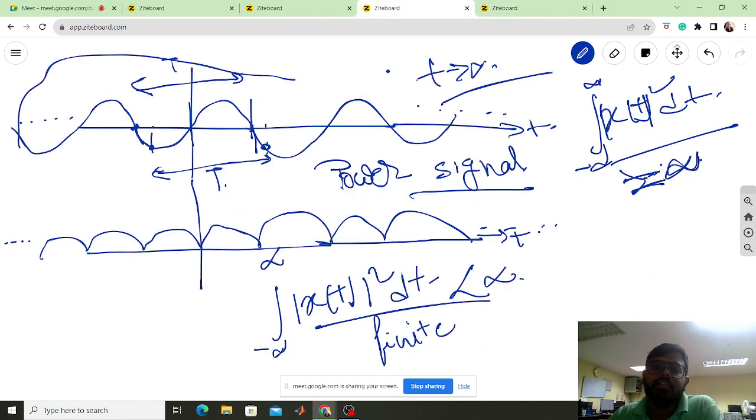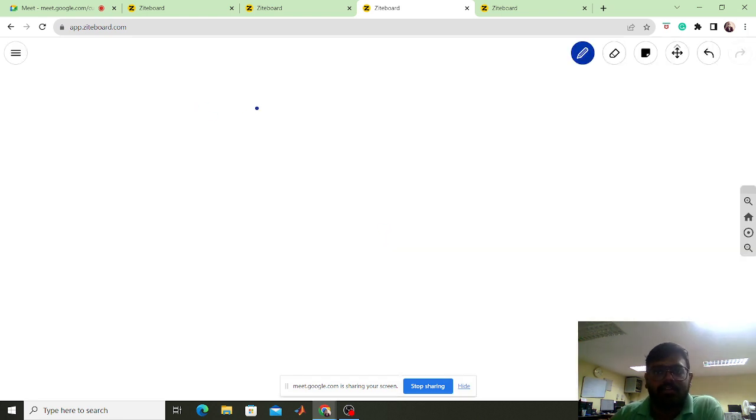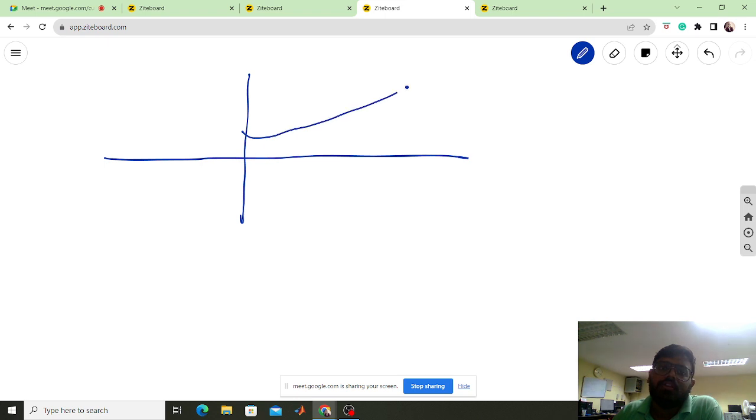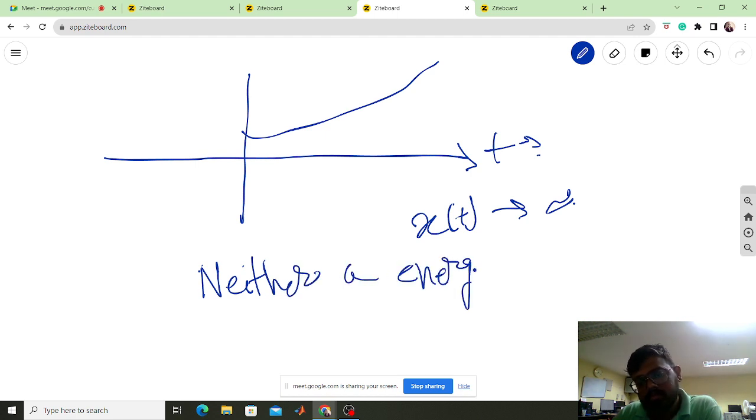For example, I just do an example here. This signal, as t tends to infinity, x(t) tends to infinity. This signal is neither an energy signal nor a power signal.